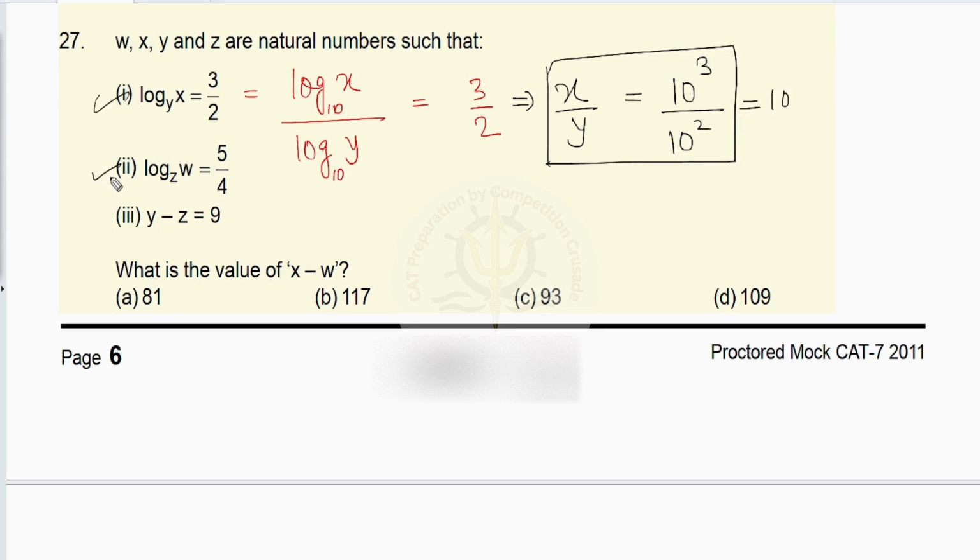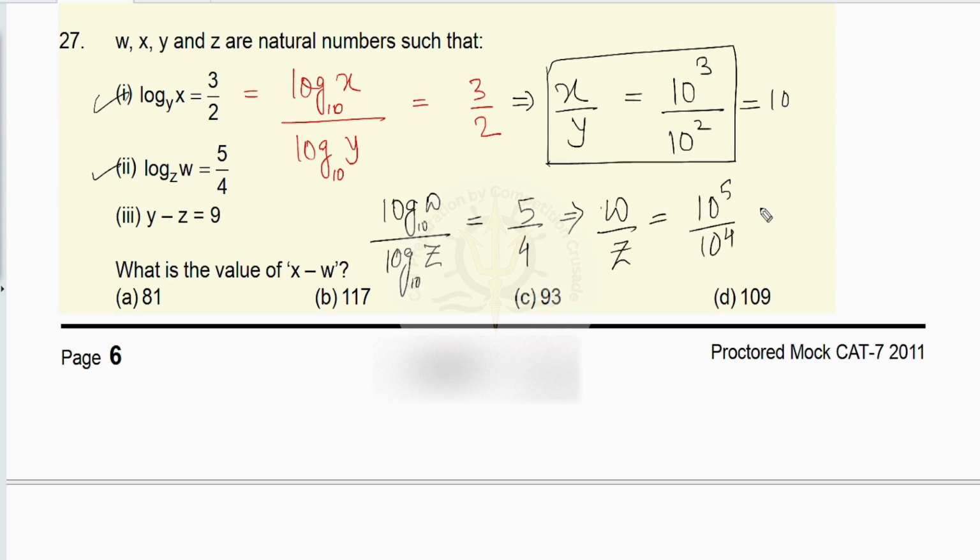Now we'll do a similar situation for the other part, which is log w upon log z. So log of w upon log z, again the base is kept as 10. You have 5 upon 4. This thing can again be transposed as w upon z is equals to 10 raised to the power 5 upon 10 raised to the power 4. Again giving you 10.